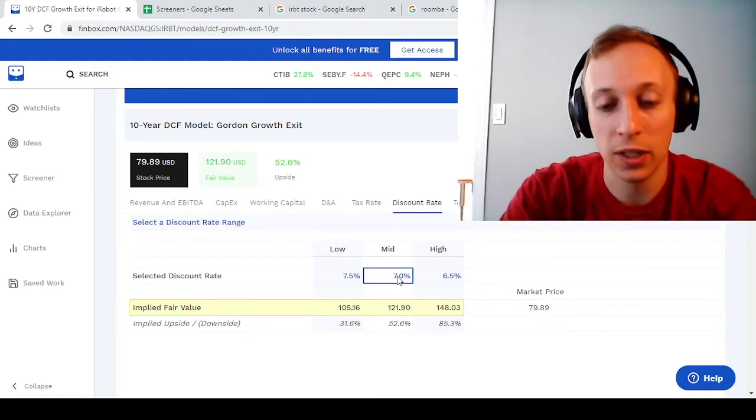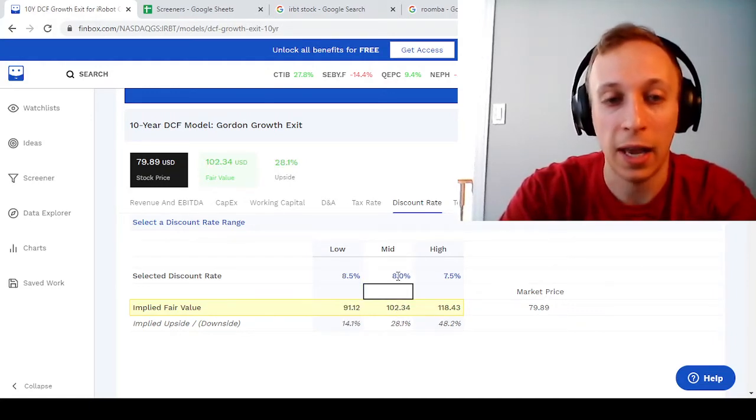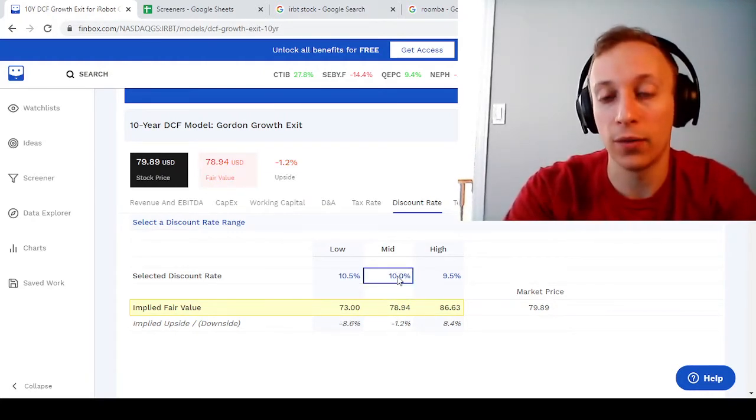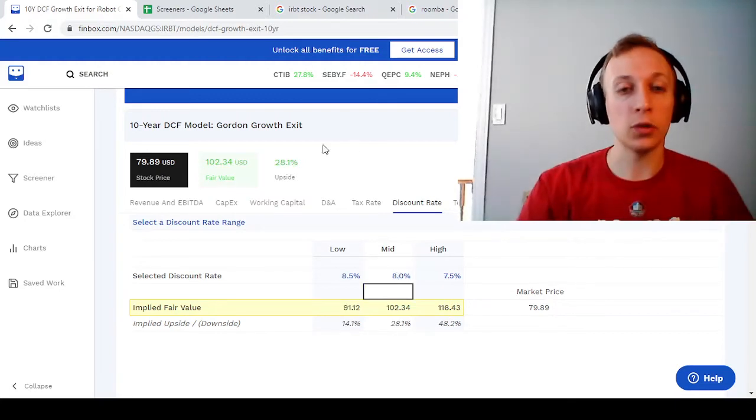7 to 10% is reasonable. 7 is the stock market. 8% is a little bit better. Some people use 10%, which is an aggressive one. And if it's a very risky company, you might go even up to 15%. But I'm going to stick with 8%.